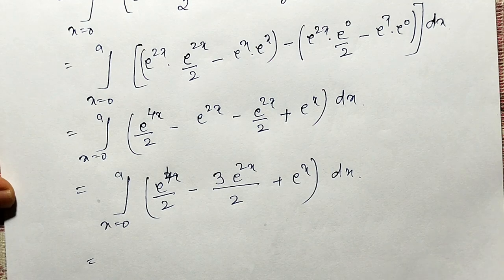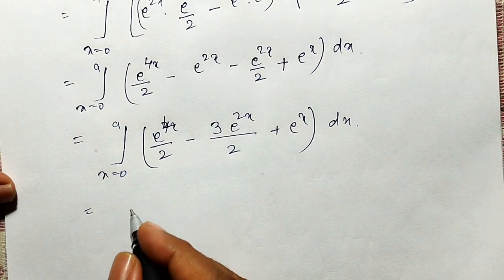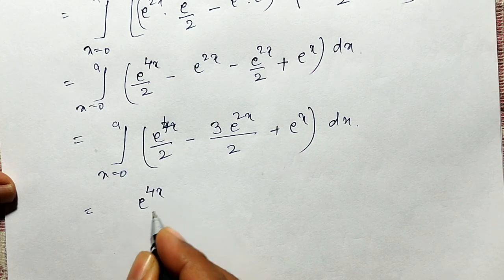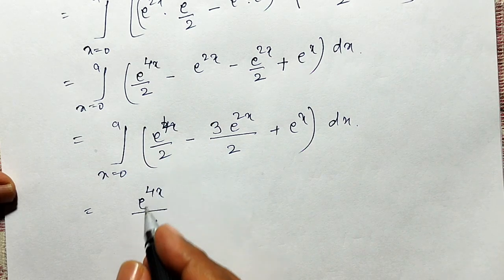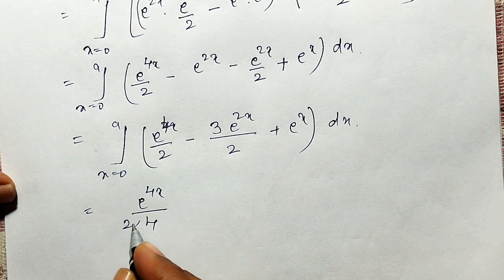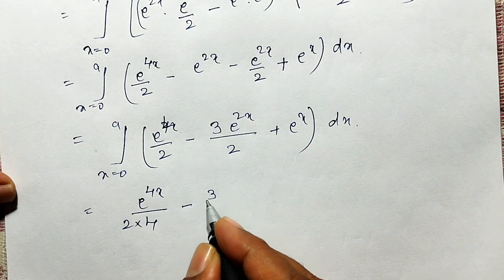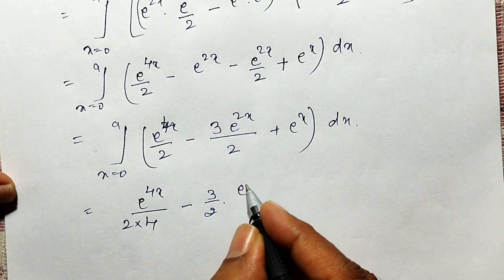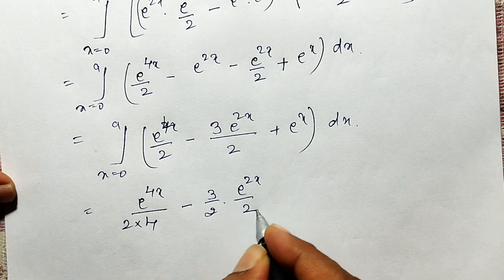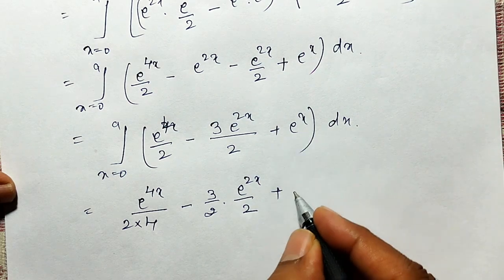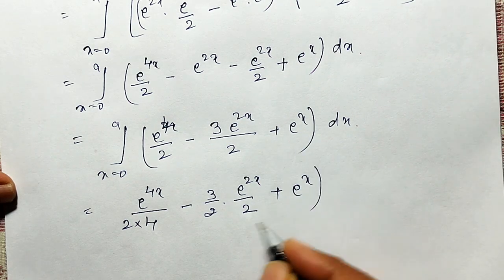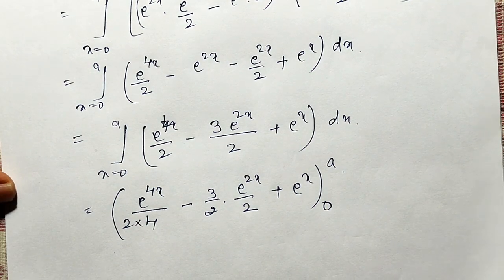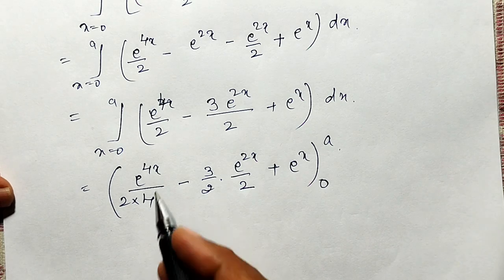That is my integration. I will get the final answer as e raised to 4x integration is e raised to 4x divided by 4, but already 2 is there, into 2, minus 3 by 2 constant, e raised to 2x integration is e raised to 2x divided by 2, plus e raised to x integration is e raised to x, and this is between the limits 0 to a. Now we can substitute upper limit minus lower limit for x.